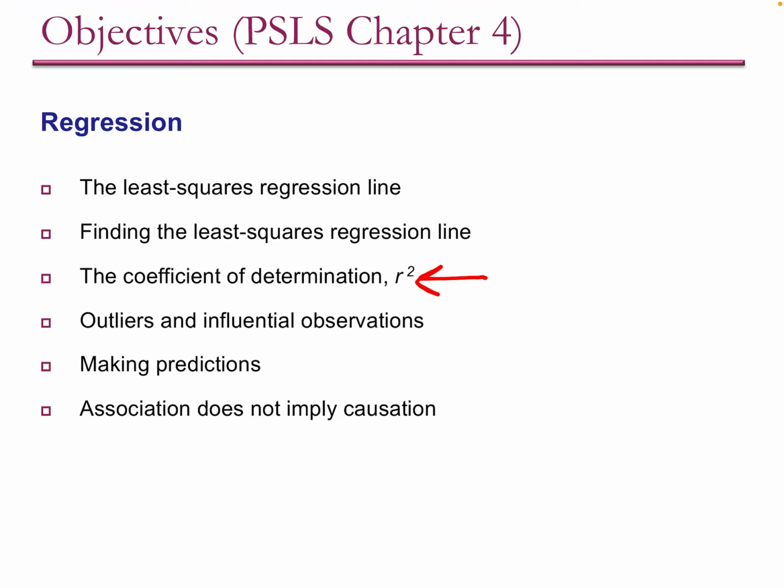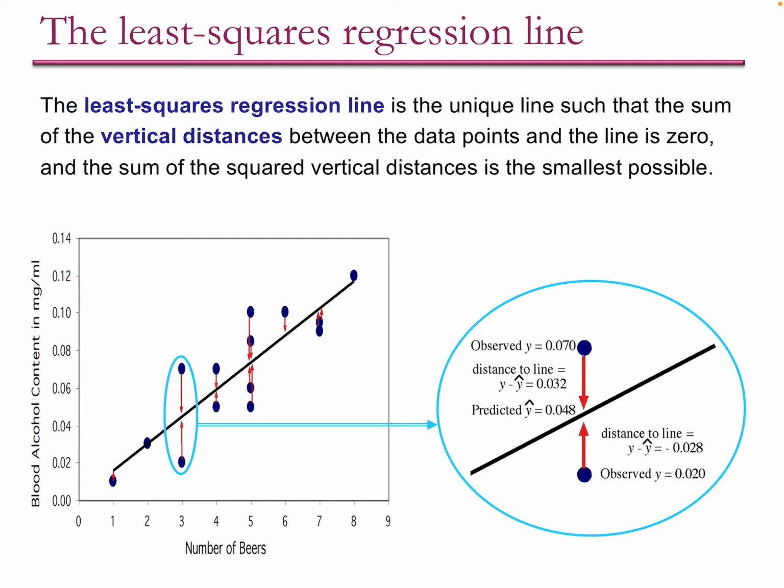We're going to see how you can use regression to make predictions. That's actually one of the most useful aspects of regression. And then talk about some pitfalls that we hopefully have to avoid, having to do with causation and association and that sort of thing. Anyway, all right. So let's talk about the regression line first.